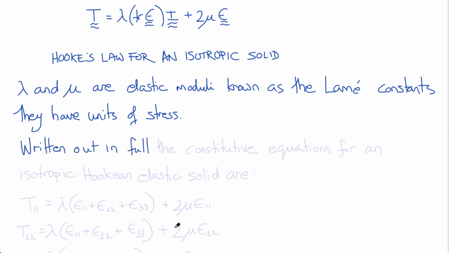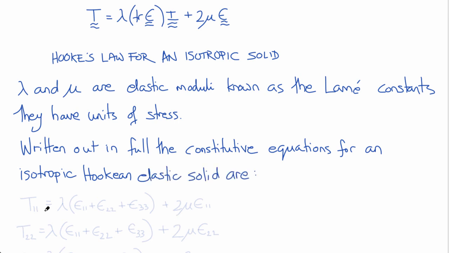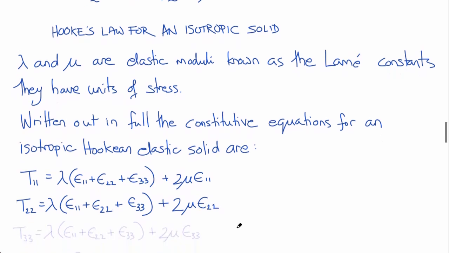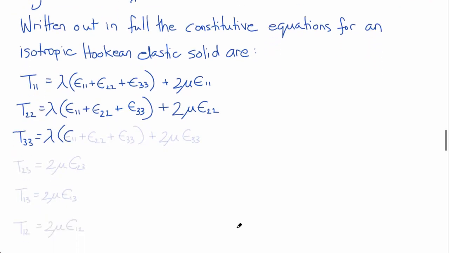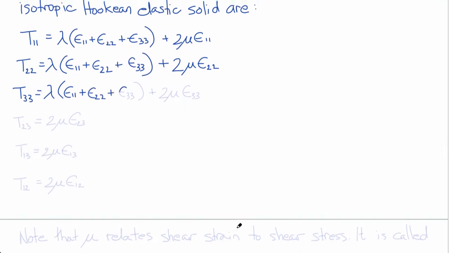Writing the constitutive law out now in full for the isotropic Hookean elastic solid, we get the following. T11 is equal to lambda times epsilon 11 plus epsilon 22 plus epsilon 33, so that's the trace of E. T22 equals lambda times epsilon 11 plus epsilon 22 plus epsilon 33 plus 2 mu epsilon 22. And T33 equals lambda times epsilon 11 plus epsilon 22 plus epsilon 33 plus 2 mu times epsilon 33.